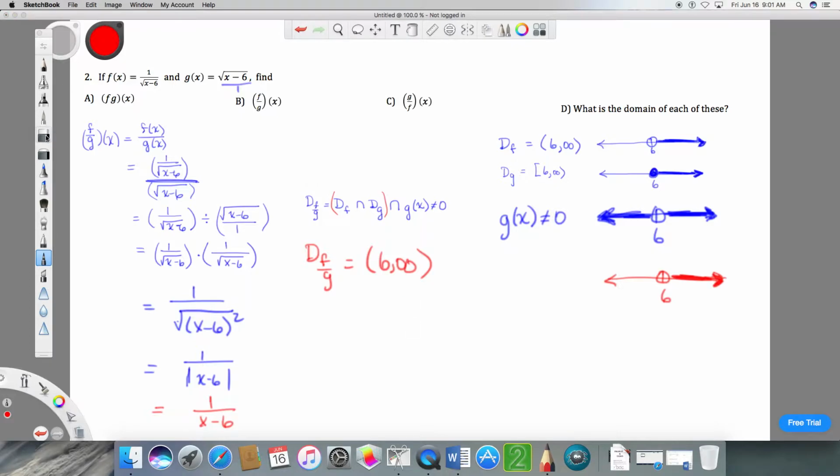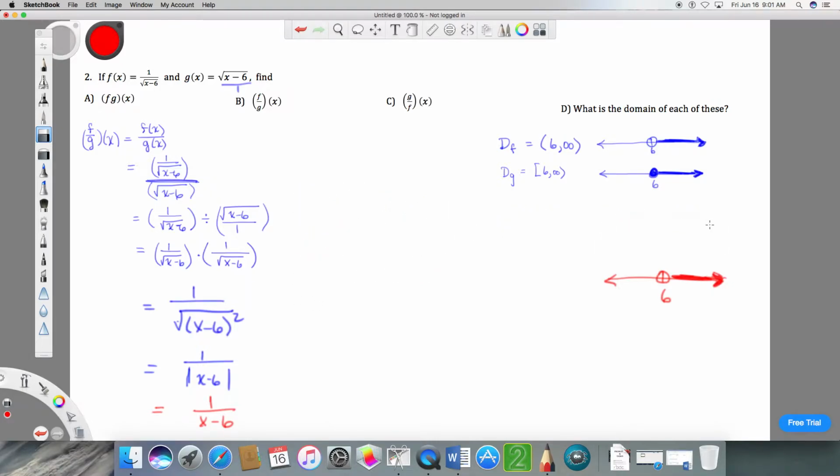All right. Now, there's parts of this I want to keep. I want to keep my domain of f and g, and I also want to keep my answer for part B, because if I compare my answer for part B against my answer for part C, I see that these are reciprocals of each other, that f over g and g over f.